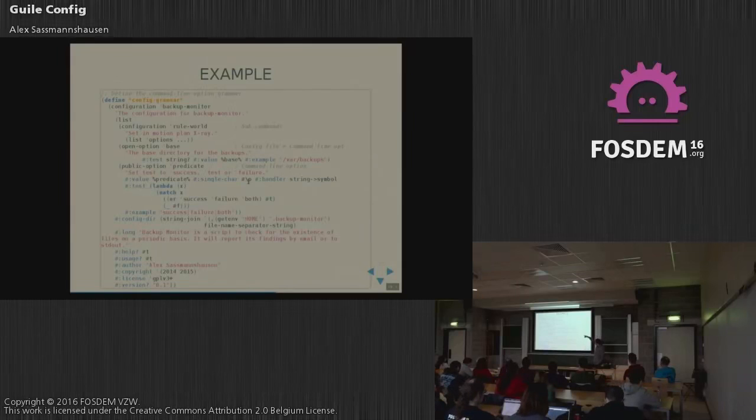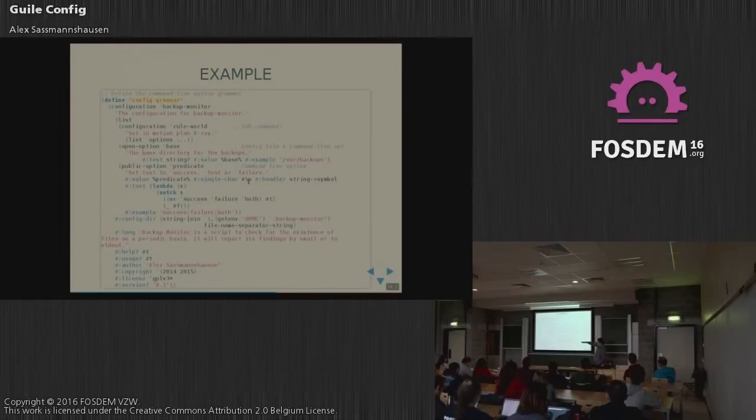And then you just have a list of options. So you've got at the top there another configuration for a subcommand called rule world, which sounds quite nefarious. And then you've got an open option called base, which is apparently a base directory for the backups. And then you've got a predicate, which is another option, in this case a public option. And you can see that the open options specify configuration files and command line options, and public options specify just command line options.